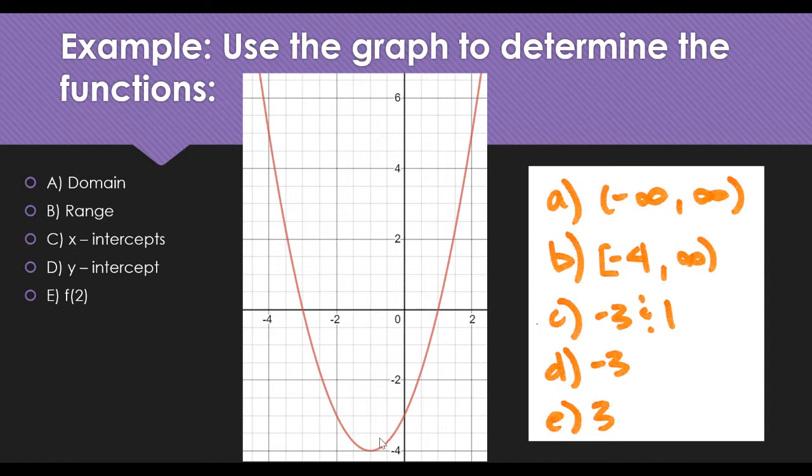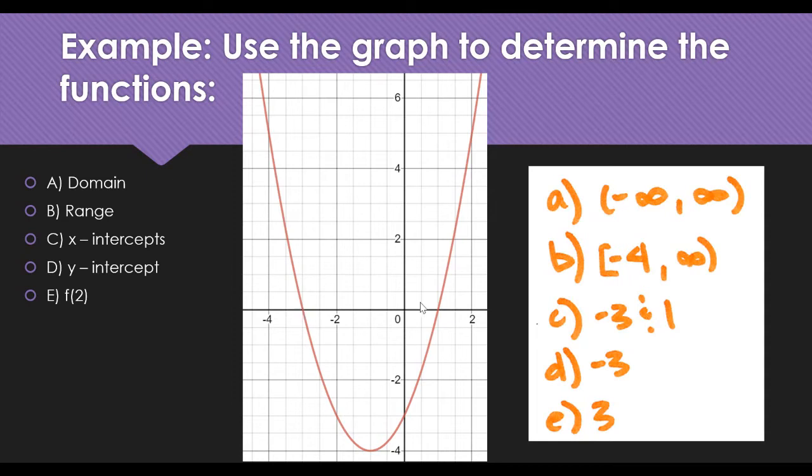Range is your y values. So how far down does my graph go? Well, the furthest down it goes is -4. And it actually touches -4 there. So I give -4 a bracket. And then how far up does it go? Well, it's going up forever, so infinity. Infinity always gets parentheses.